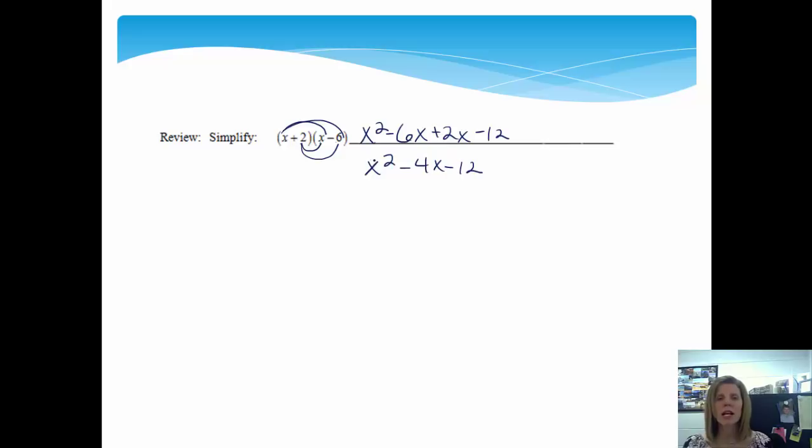Please notice that I ended up with a quadratic trinomial because the highest power is 2 and there are 3 terms. So what we are going to do when we factor a quadratic trinomial, we are going to start with the quadratic trinomial and we are going to end up with what it looked like before I multiplied it. So that's where we are headed.